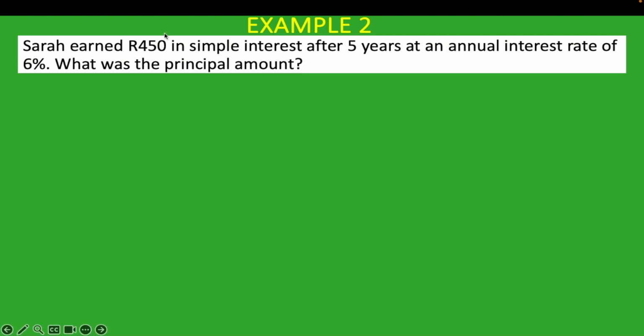Well, we have the simple interest, 450 Rand. And that's how much she will earn after 5 years. And so what is this 5 years? That is our time period. So we're given the time here. And then we're told that it's at an annual interest rate of 6%. And so we're given the rate as well here. And so they asked us what is the principal amount. And so we have all the other elements except the principal amount.